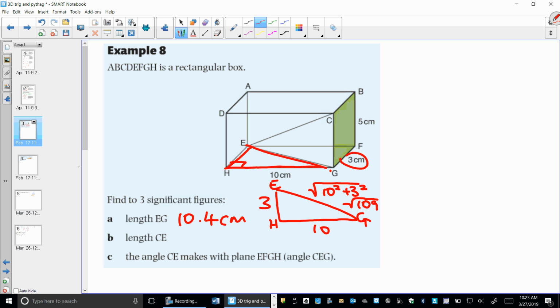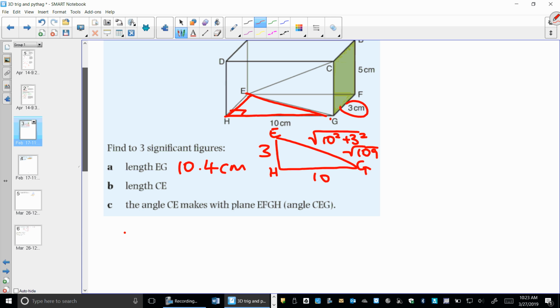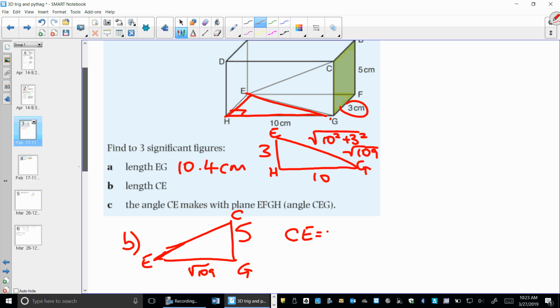And so CE, I should do a B down here. So CE is going through the diagram. Oh, that's a really bad diagram. So that's E at the bottom, C at the top, and so the other letter we're looking at is G. Handily, we just found EG, so that's going to be root 109. And CG, we know, is 5. And so my length CE is going to be the square root of root 109 squared plus 5 squared.